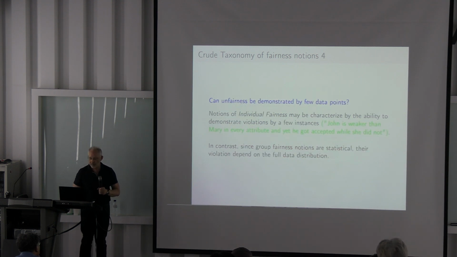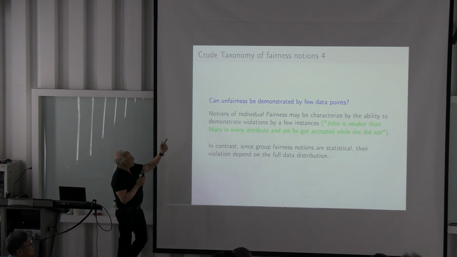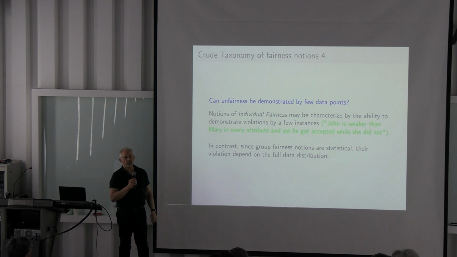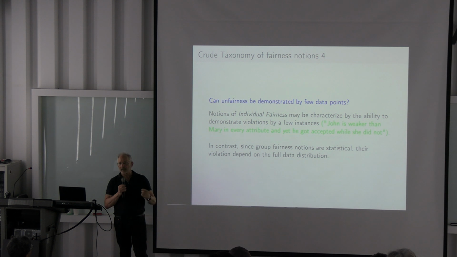Okay, so another very important question is, can unfairness be demonstrated on just a few points? What do I mean? If the bank denied giving me a loan, so I go to the judge and claim the bank did me injustice. How can I prove my claim? If we talk about individual fairness, I can say, this other person has exactly the same features as me, but you gave them a loan, and you didn't give me the loan. That's unfair. I can show you unfairness based on a few points.